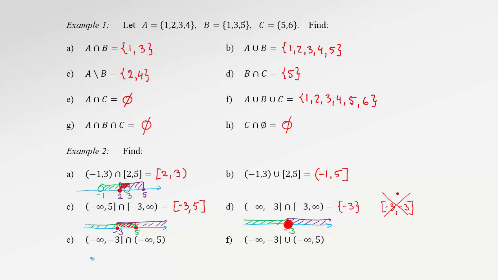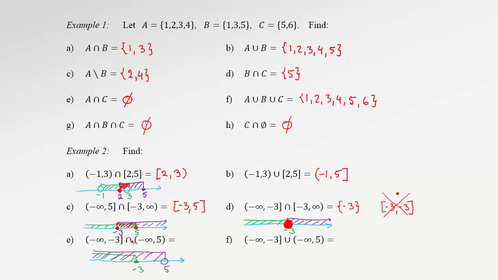Okay, let's look at the following example. Now we have a segment from negative infinity until negative 3 including negative 3. So that's our green set. And a segment from negative infinity until 5, which is farther than negative 3, somewhere to the right. However, 5 is not taken, hollow circle. So the purple set would be this one.